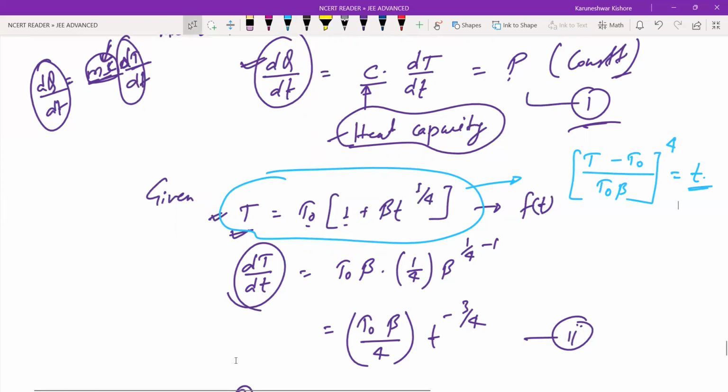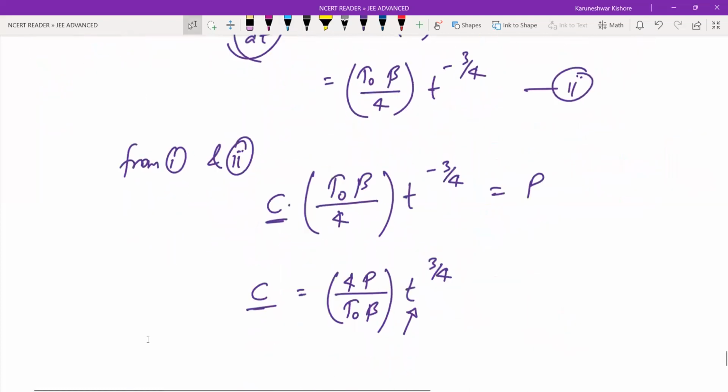This I have written on the basis of this function, the temperature and time dependency. Once you open the bracket, T naught will be multiplied in both terms, and then you take the left side, so T minus T naught divided by T naught times beta, and then you make the fourth power on both sides. So you can replace this time to be like that only. It is 4P divided by T naught times beta.